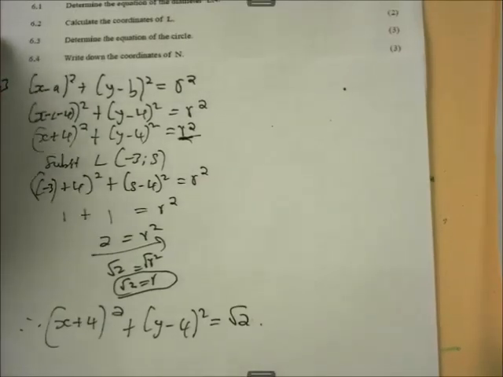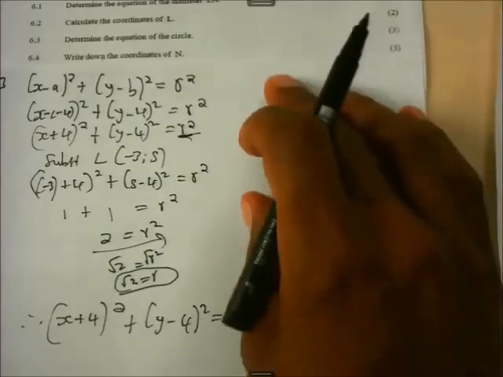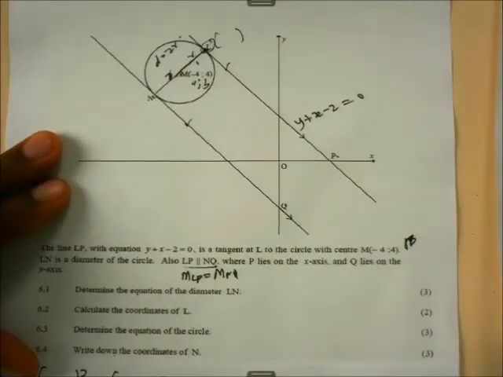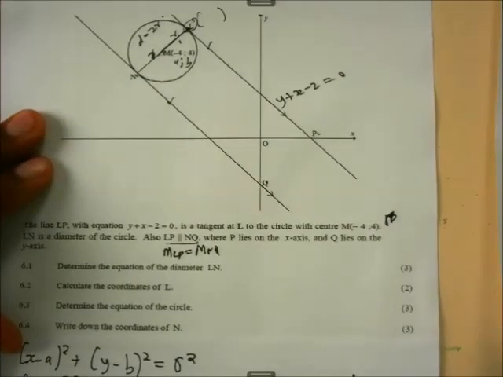6.4, write down the coordinates of N. It's a very interesting question. Look at N. Can you see N? Here it is. They are saying we must write down the coordinates of N. How do you write down the coordinates of N? Of course, you must look at the information.